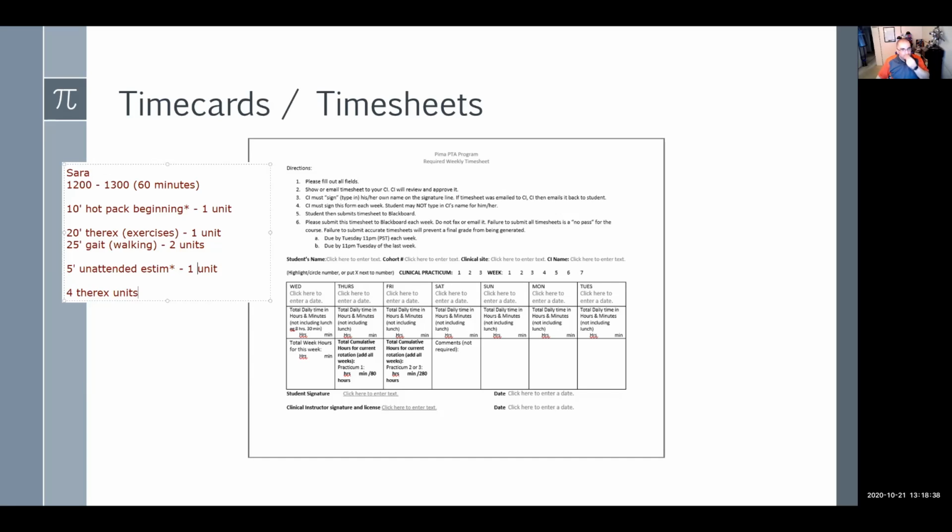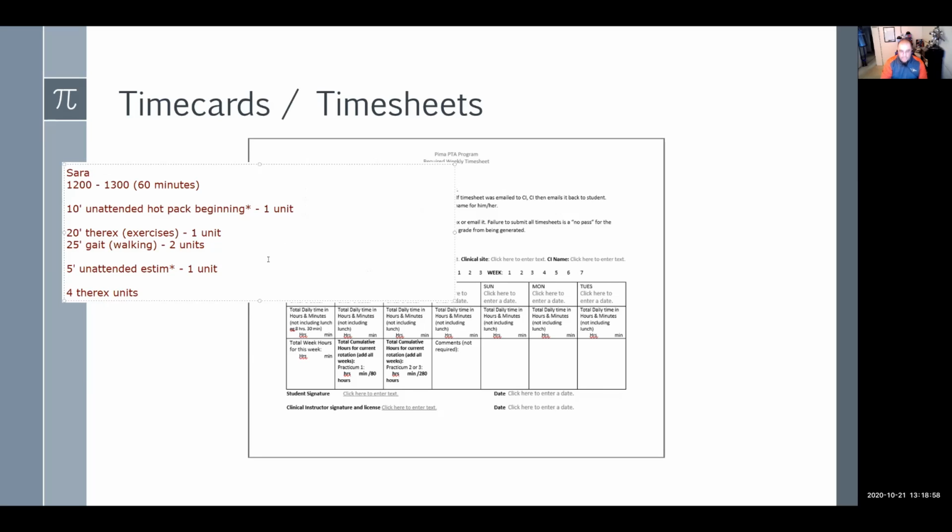So correct me if I'm wrong, technically you can still bill units for unattended time. Yeah. So the unattended eStim, and even this hot pack, is considered an unattended unit. They're also untimed. So these are technically unattended and untimed, which means that no matter how many hot packs you put on Sarah for the day, you only get 1. Even if you say you saw her in the morning and then saw her in the afternoon, and you put a hot pack on her twice, once in the morning, once in the afternoon, for that whole day, you can only bill 1 because it's just 1 unit for the day.